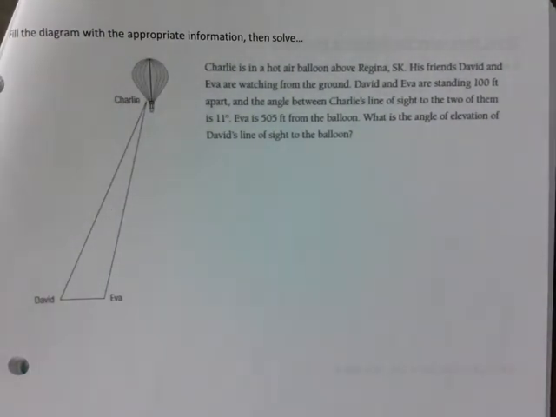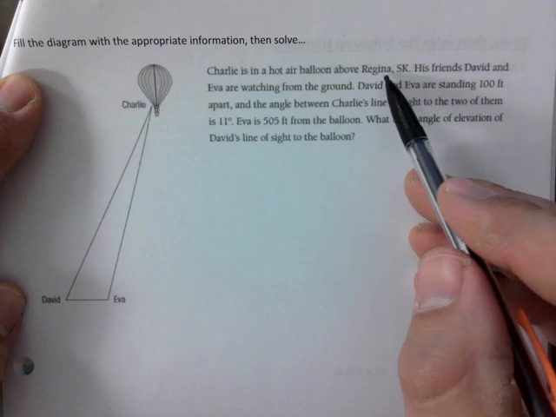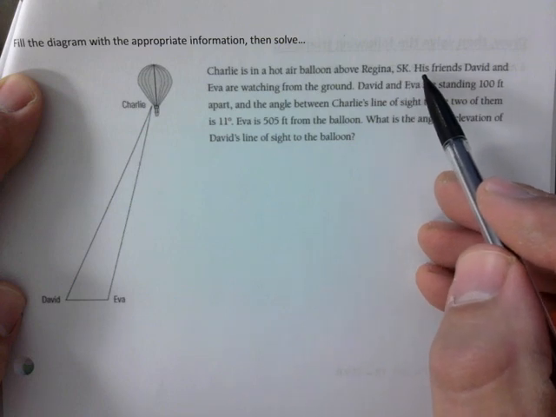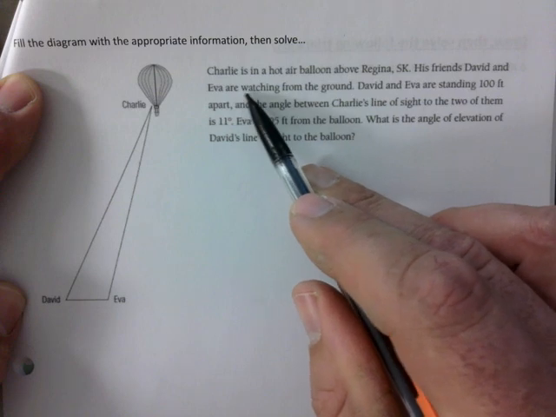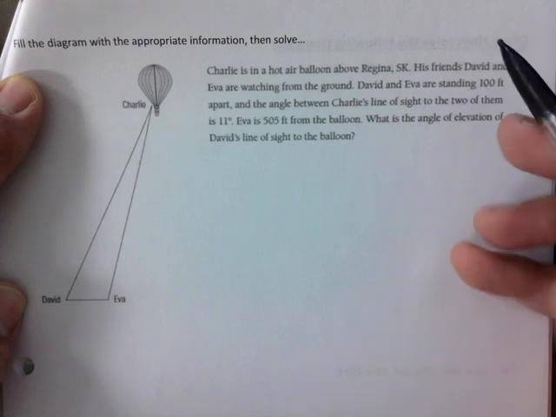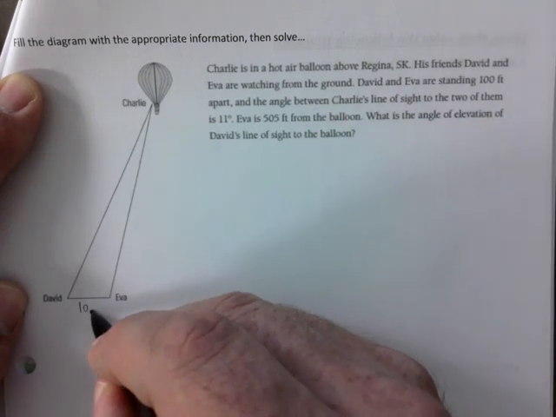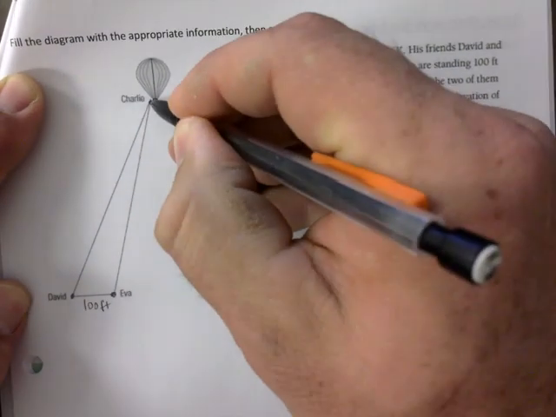Fill the diagram. So you have to fill in the diagram, okay? So let's see if you did this right. Hot air balloon in Regina, Saskatchewan. His friends David and Eva are watching from the ground. They're standing 100 feet apart. So I hope you would know the 100 feet go right here. And I always like to make dots in all the corners, right?